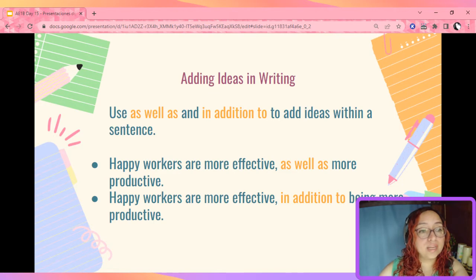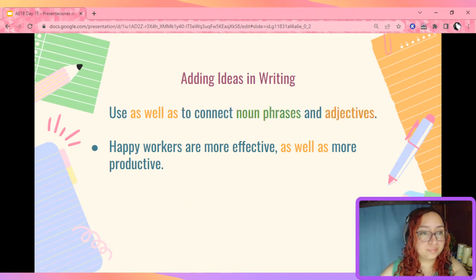You can use as well as and in addition to when you're going to add ideas within one sentence. Look at the examples. Happy workers are more effective, as well as more productive. Happy workers are more effective in addition to being more productive. Now, we can use as well as to connect noun phrases and adjectives. If you notice, happy workers are more effective is a noun phrase, right? We have workers and some words that describe them. And we have an adjective, more productive.